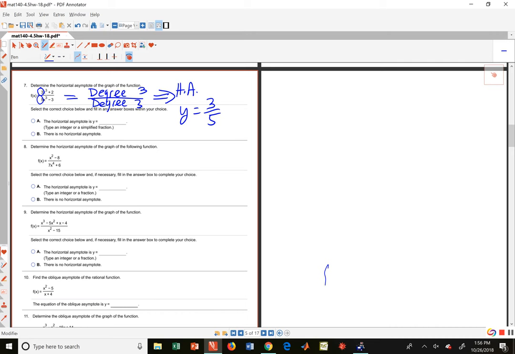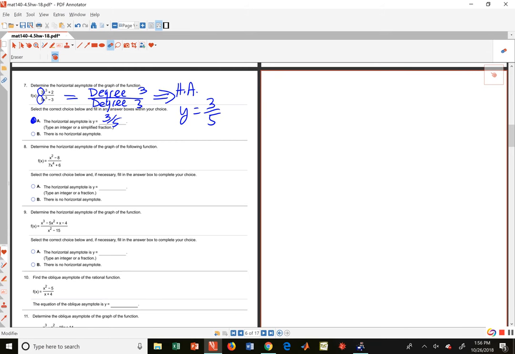I know that seems crazy. But what we're saying is that out at infinity, these little constants are irrelevant. This is 3 times infinity cubed, and this is 5 times infinity cubed. The infinity cubes cancel, leaving you 3/5. So we say y equals 3/5, and in this case they give you the y equals, so you don't have to mention that.